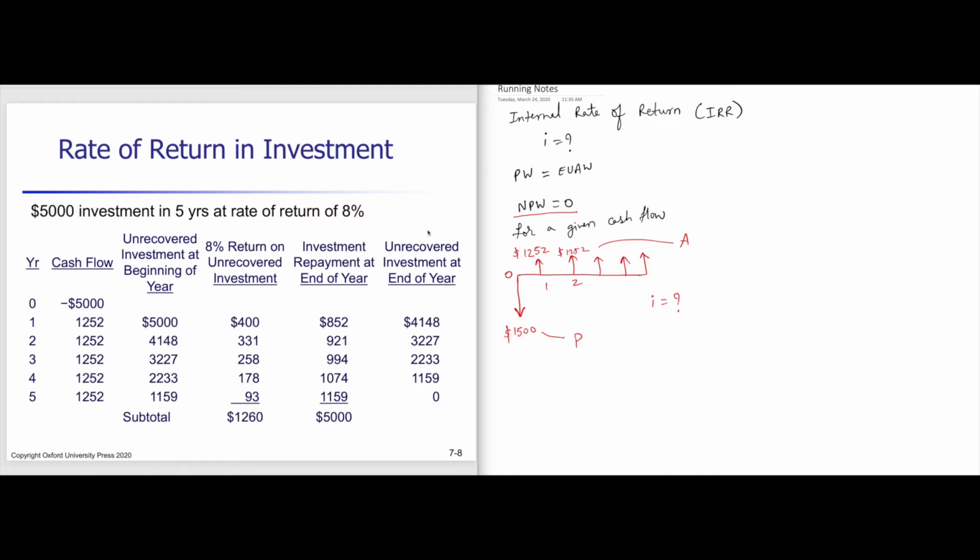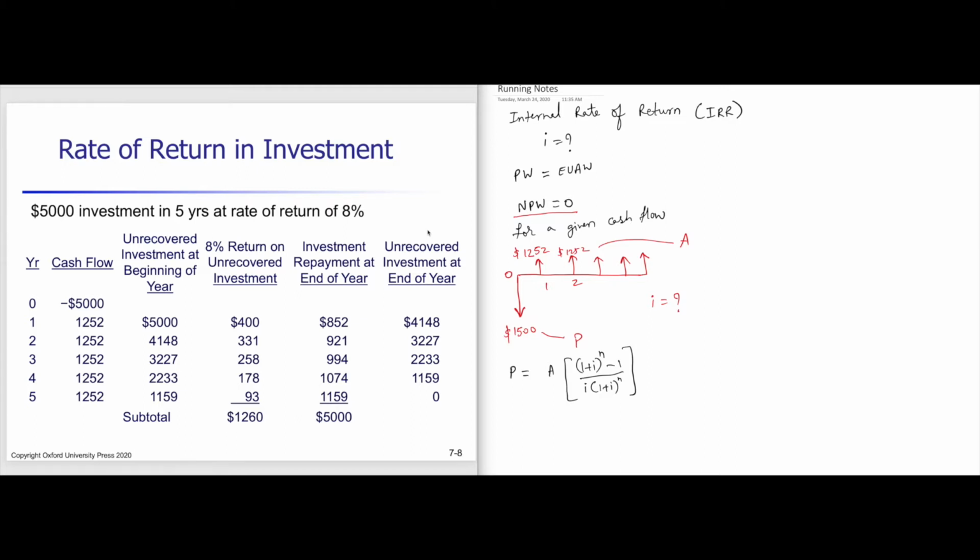So what is the formula? Let's convert A to P in this case. The formula to convert given A to P is P equal to A times 1 plus I to the power of n minus 1 over I times 1 plus I to the power of n. This is how we convert. Let's convert the numbers, because we don't know I.